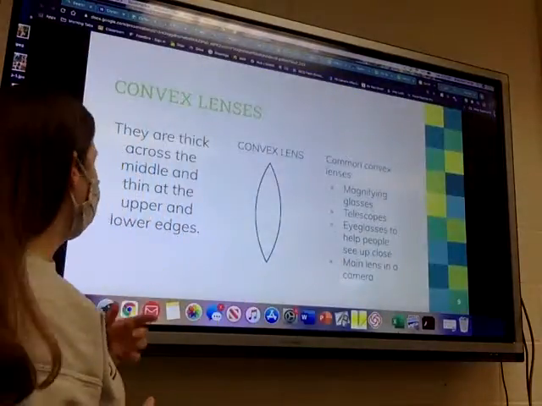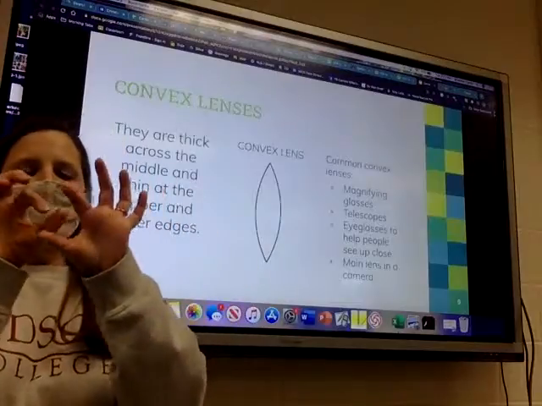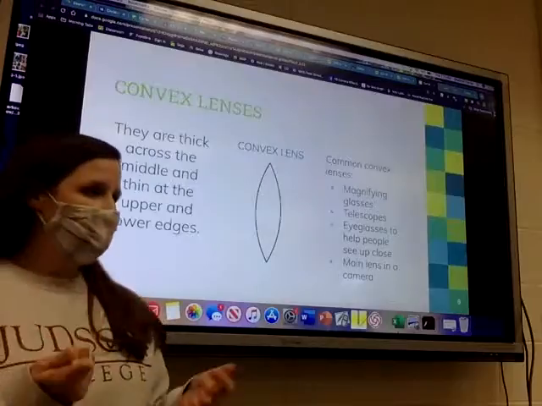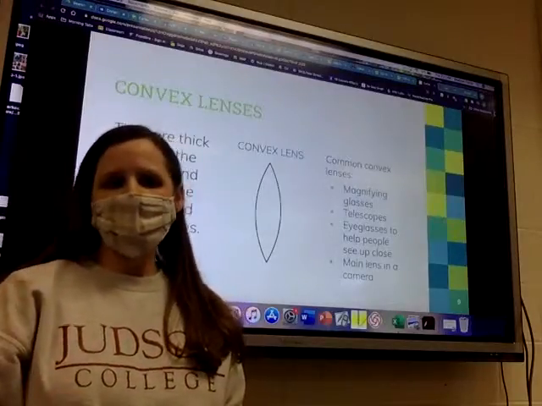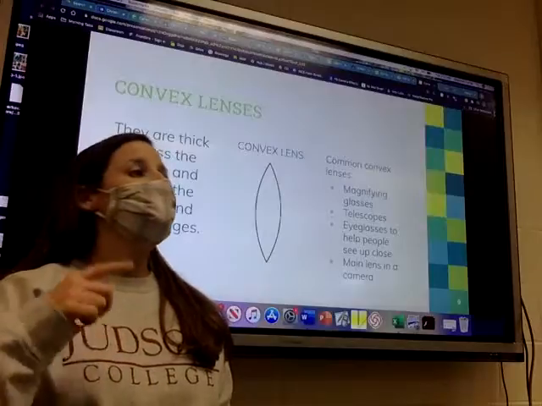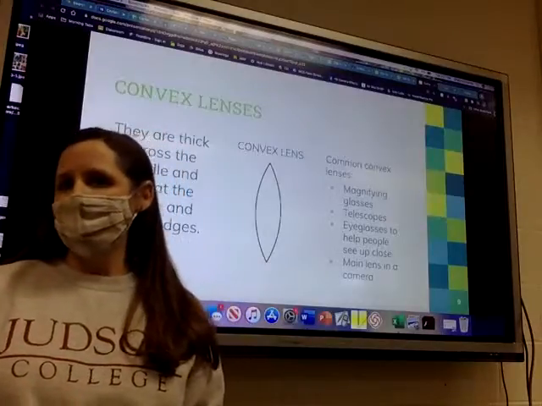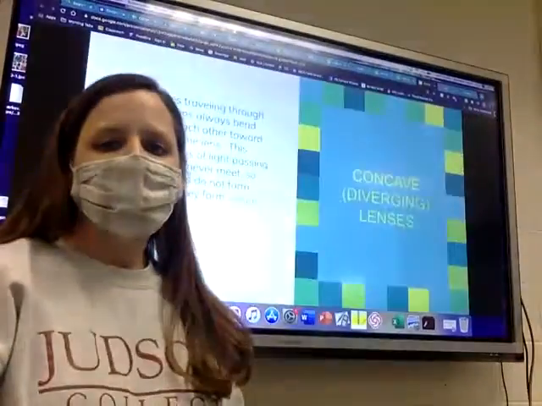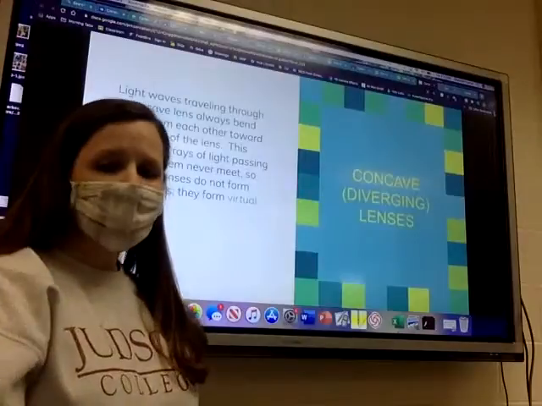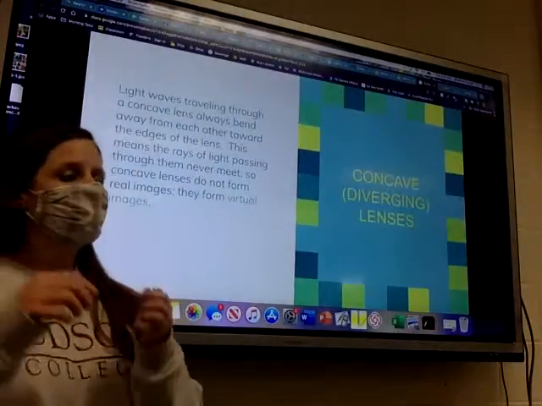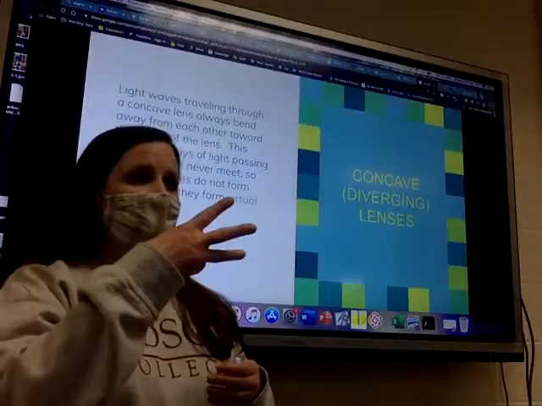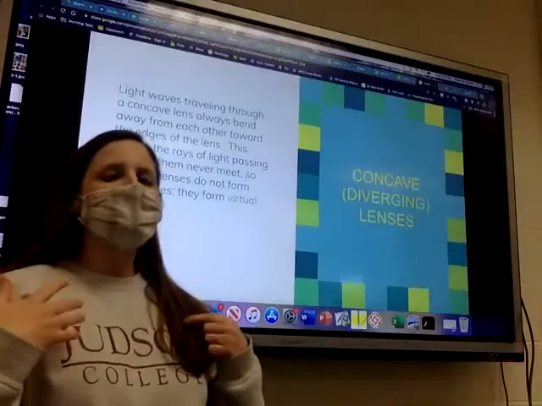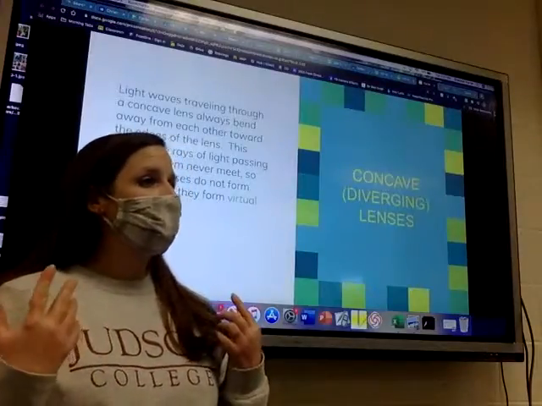And then convex are, obviously, they're thicker in the middle and thinner up top. Okay? And they're used for magnifying glasses. They're used for telescopes, eyeglasses to help people see up close, and the main lens in a camera. So those are 4 examples of how these lenses are used. Concave. Now, here's what's cool about this. So concave, what happens is the light waves go in, they spread out, and the light waves never come together again. So because they never come together again, they're not forming a real image. They're actually forming a virtual image.